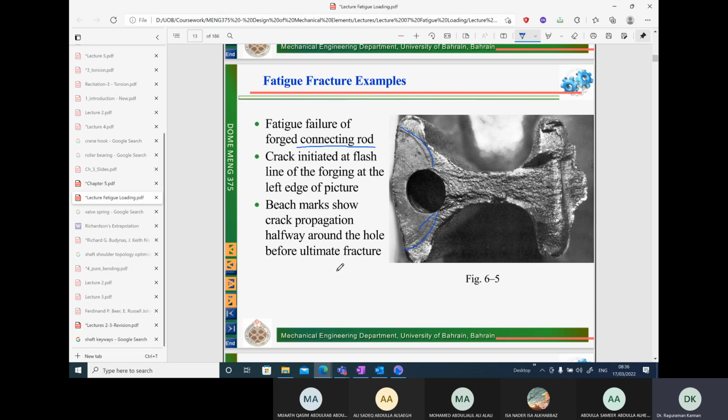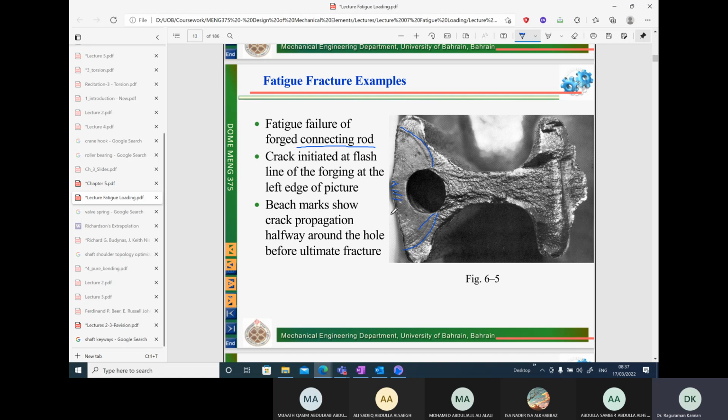So this is a forged connecting rod, a connecting rod cross section. Very high loads have led to the failure here. It says the crack initiated at the flash line of the forging at the left edge of the picture. So there is some kind of manufacturing defect in the material. The manufacturing defect, maybe these are the crack points.